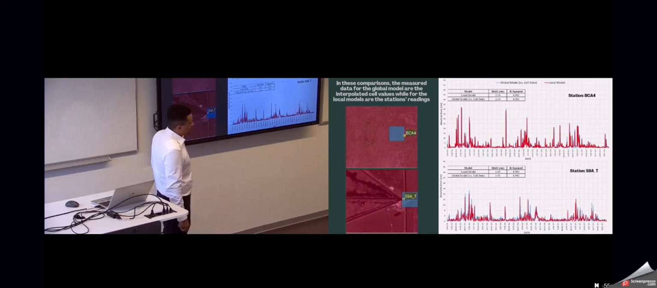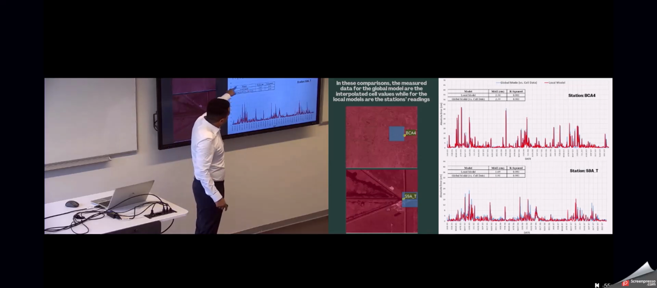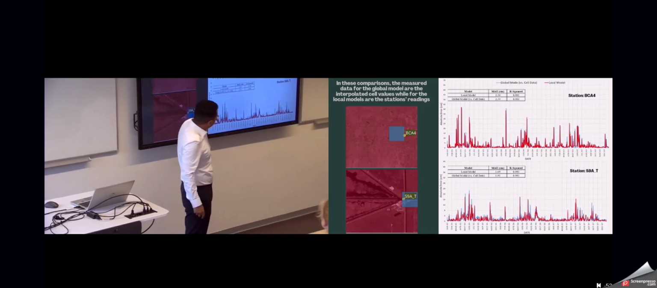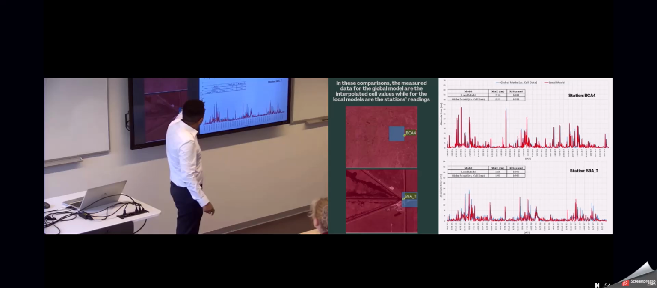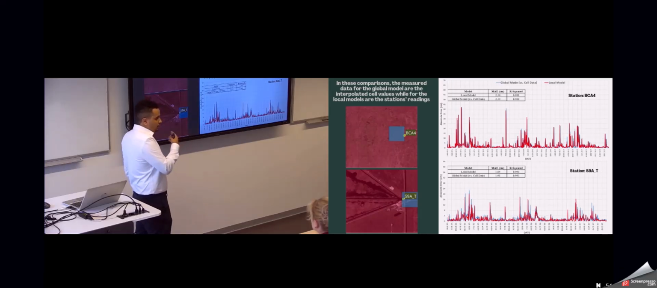We get this information. As you can see here, we have the mean absolute error for both models at station BCE4 and here for station S980. As you can see in the metrics information, they are approximately the same. So we can conclude that the global model and the local model have approximately the same forecasting accuracy.